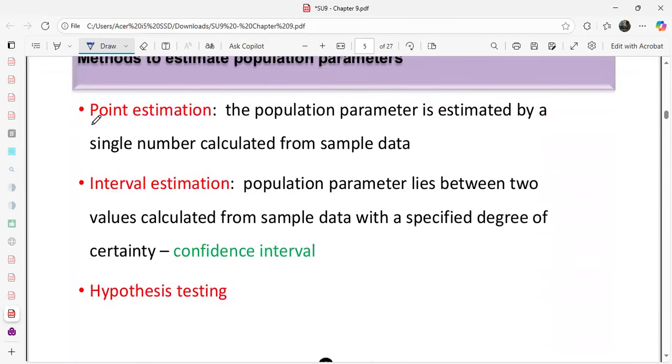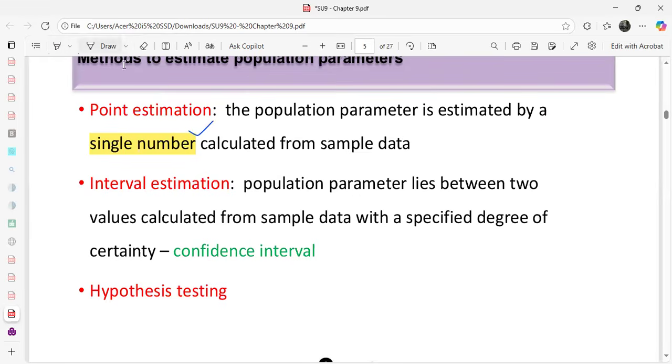So one, the point estimation is when the population parameter is estimated by what? The keyword is the single number. The single number calculated from where? From the sample data for the point estimation.